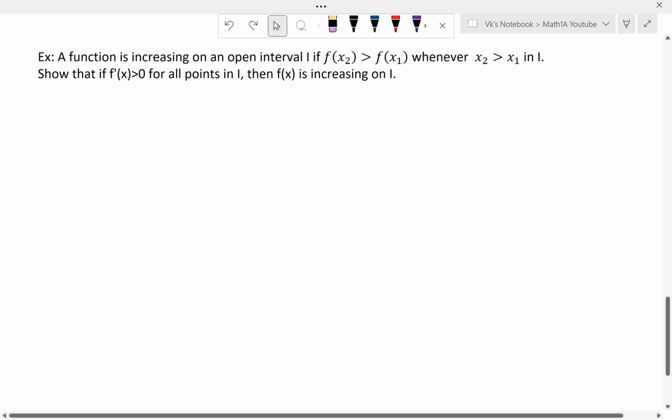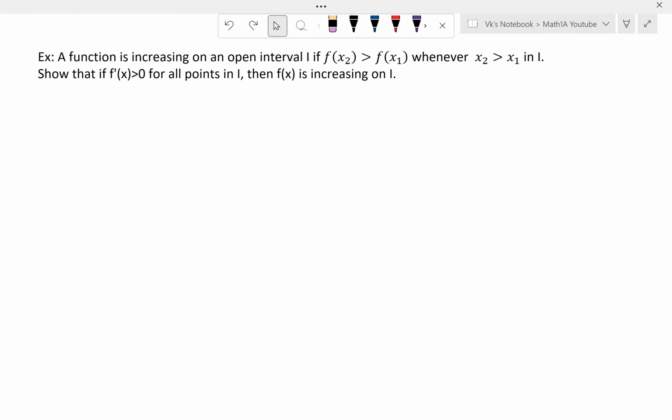It's a different example. A function is increasing on an open interval I if f(x2) is greater than f(x1) whenever x2 is greater than x1 in I. Show that if f prime x is greater than 0 for all points in I, then f(x) is increasing on I.